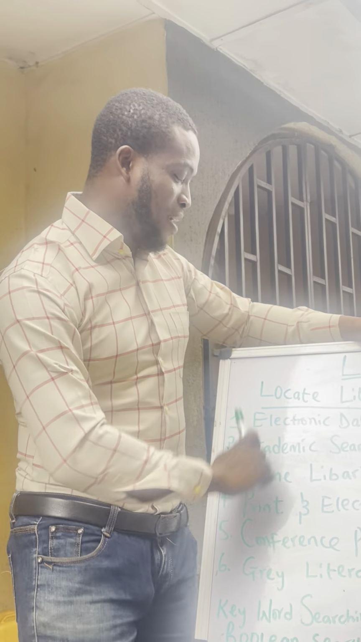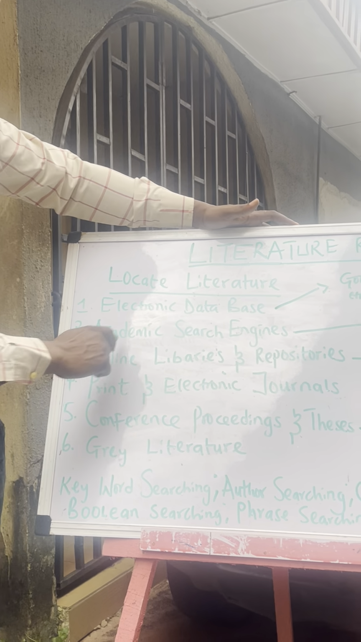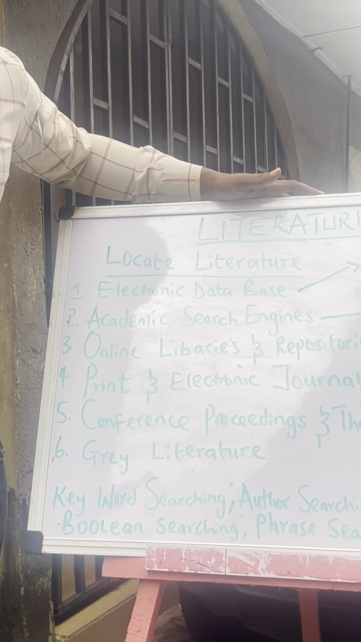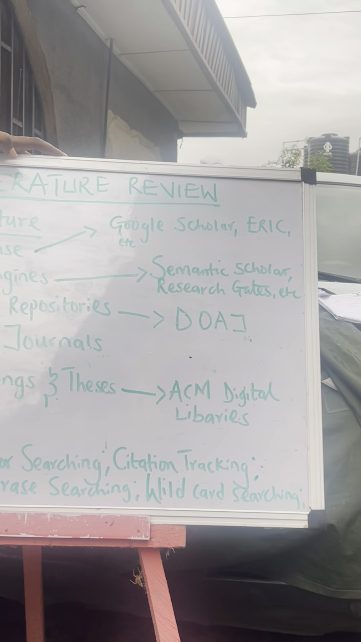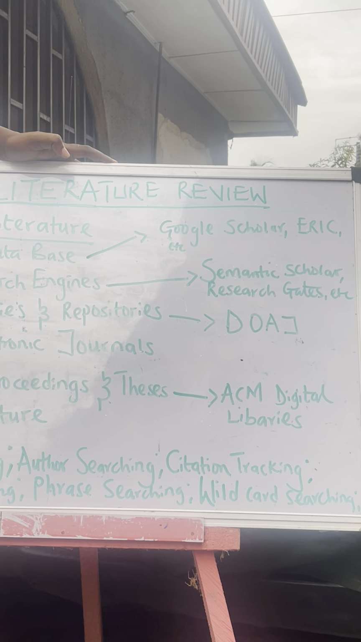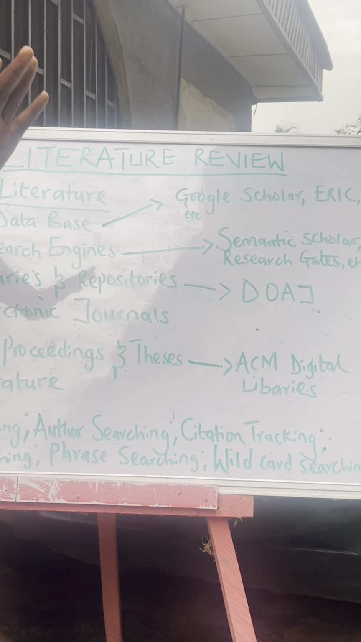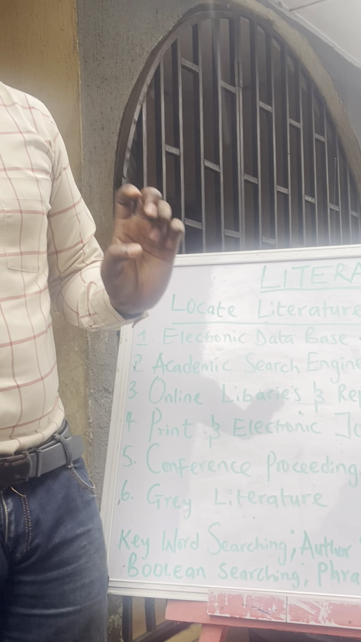Another place you can get materials is through academic search engines. You see the word there? Academic search engines, not ordinary search engines. For example, we have Semantic Scholar and ResearchGate. Semantic Scholar is like ERIC and the rest, but it's just like a search engine. You take your keywords, search there, and you get the material you want.